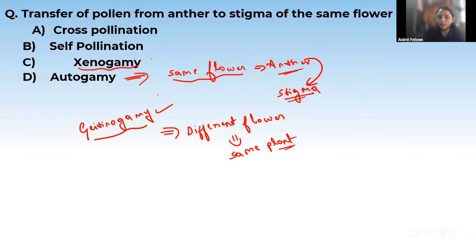Then xenogamy is the pollination between different plants, genetically different, right? That is called xenogamy. So the transfer of pollen from the anther to the stigma of the same flower is called autogamy, and it is also called self-pollination. Okay, fine.